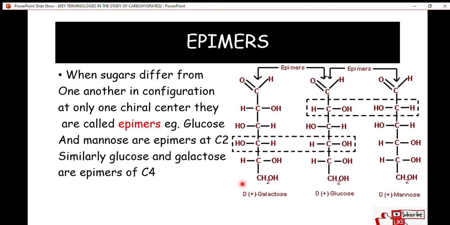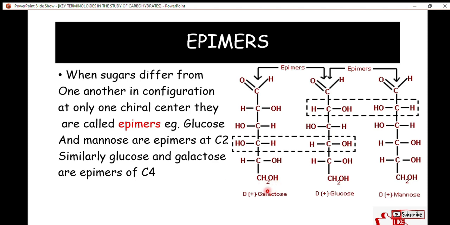Okay, so our next term is epimers. When sugars differ from one another in configuration at only one chiral center, they are called epimers. So for instance, let's say we have galactose and we have glucose, D-galactose and D-glucose. For example, glucose and mannose are epimers at carbon 2. Similarly, glucose and galactose are epimers at carbon 4.